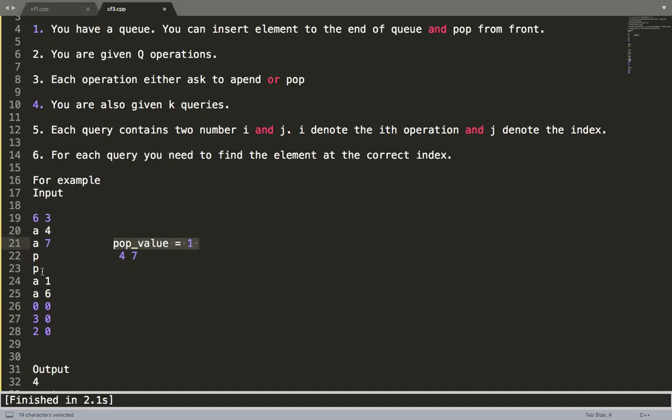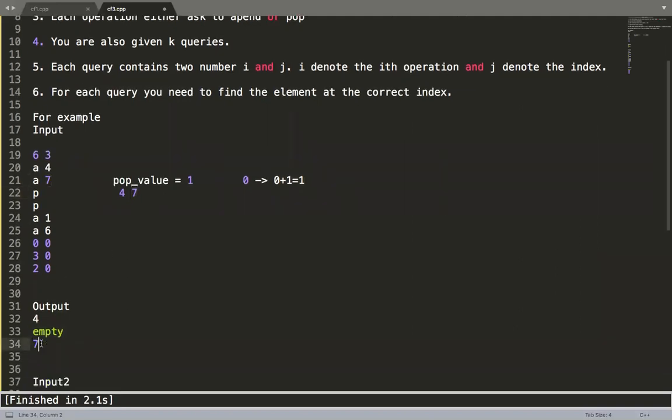Okay, now they are asking me what is the value at the 0th index. So instead of finding the value at index 0, I'm going to add the total number of pop values. So instead of finding at 0, I'm going to find it at 0 plus total number of pop values 1, so I'm going to find it at 1. So instead of finding at 0, I'm going to find the element at index 1. So the element at index 1 is 7. So for 2 comma 0, the answer will be equal to 7. Correct?